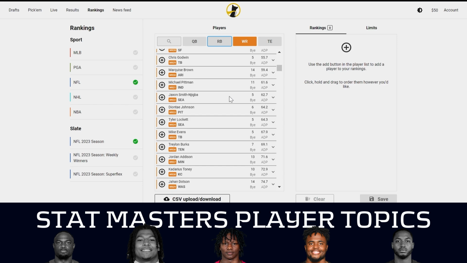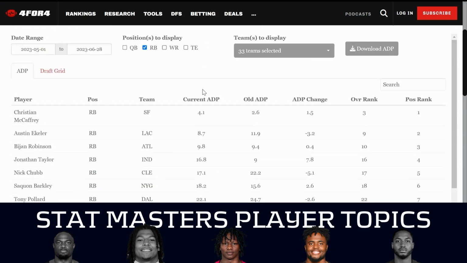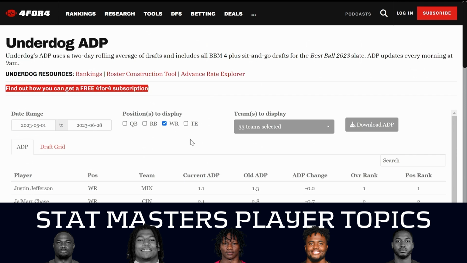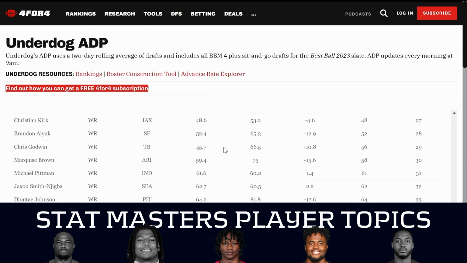Marquise Brown is up to an ADP of 59. He's firmly a 5th round pick, albeit at the 5-6 turn. And Diontae Johnson is just behind him. He's a very early 6th round pick. Both these players started the offseason in the 7th round. They were much better values. They, along with all the other receivers, have had drastic increases in value, and it's certainly sapped the upside.